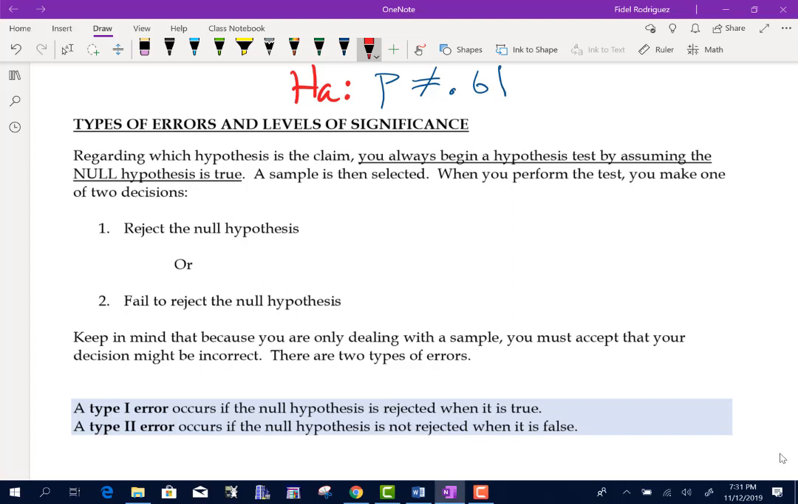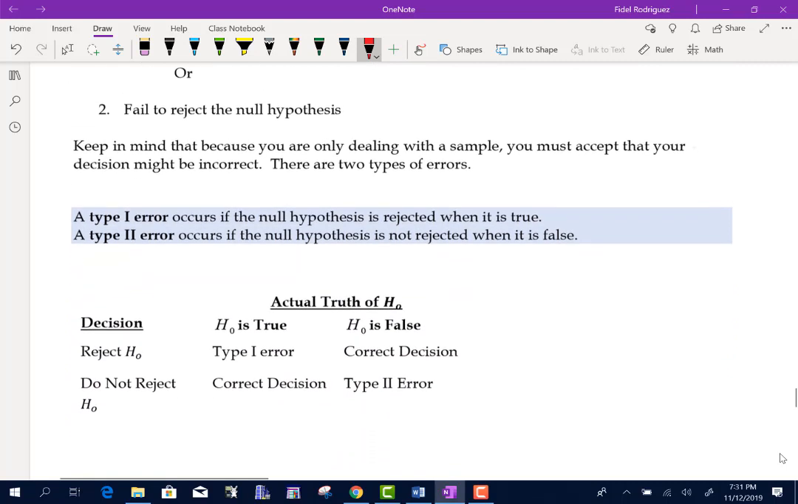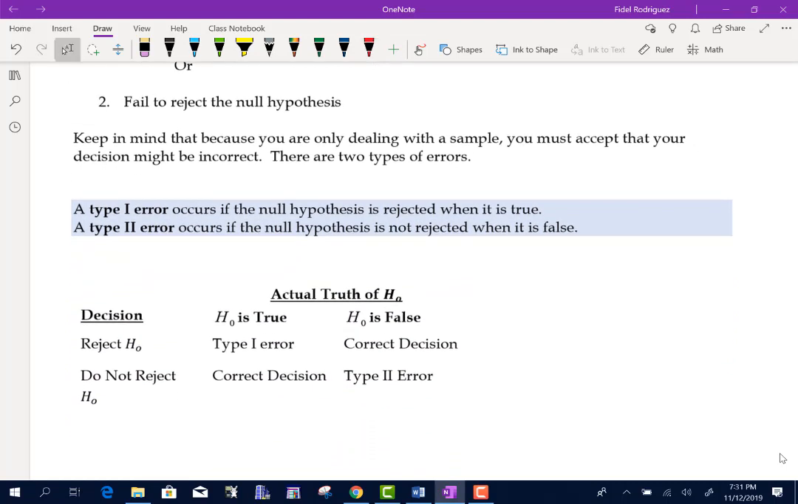And it says, keep in mind that because you're dealing with only a sample, you must accept that your decision could be incorrect. And there's two types of errors, okay? So the first type is called the type 1 error, and it says it occurs if the null hypothesis is rejected when it's true. And the second type is called the type 2 error, and it says it occurs if the null hypothesis is not rejected when it's actually false, okay?